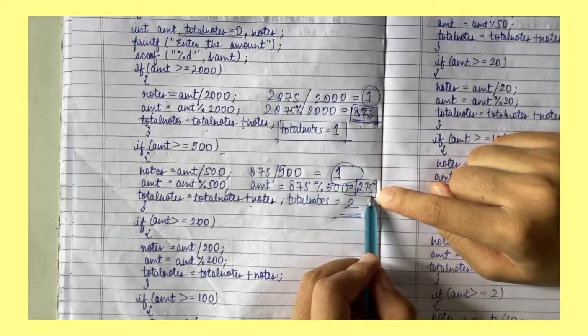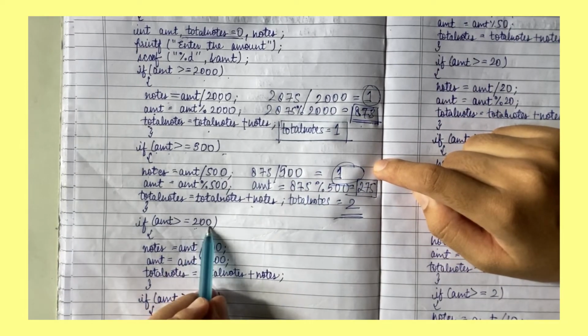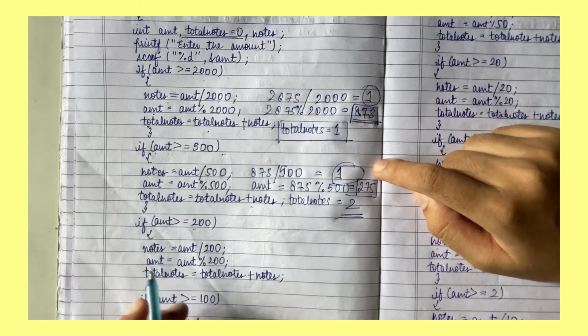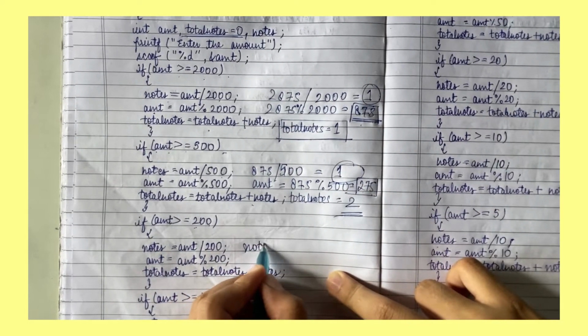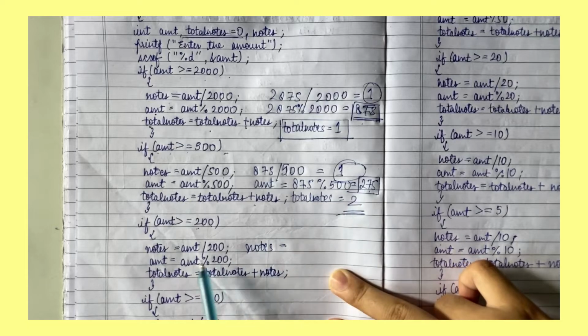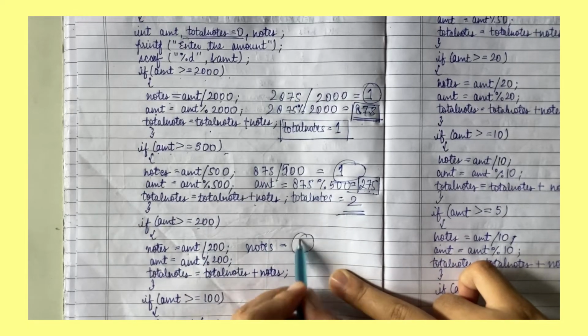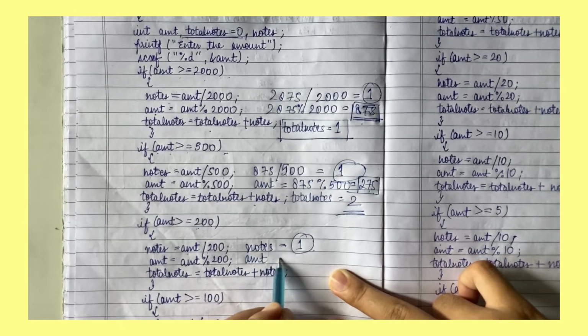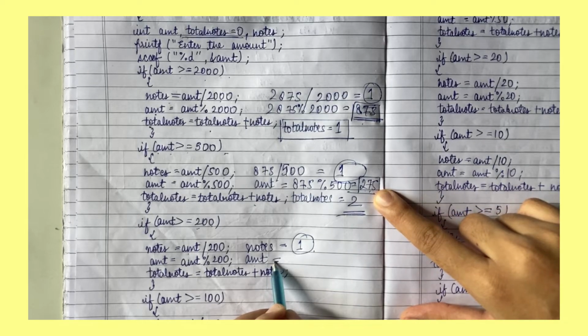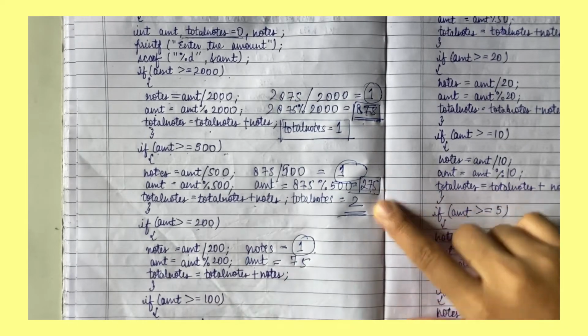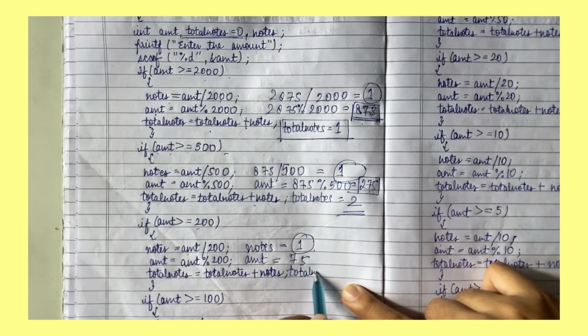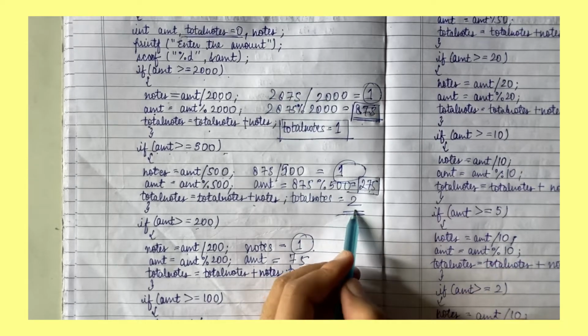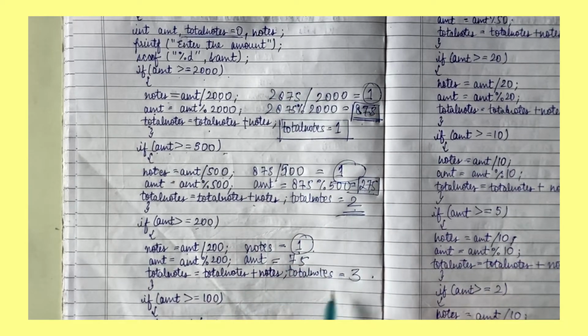Then the amount is 275, and 275 greater than or equal to 200, condition true. Then again the notes will be equal to 275 by 200, that is again 1, and the remaining amount will be equal to 275 modulus 200, that is 75. So the total notes now will be 2 plus 1, that is 3.